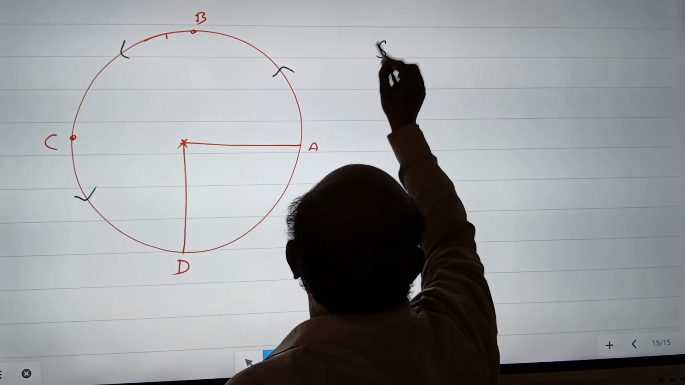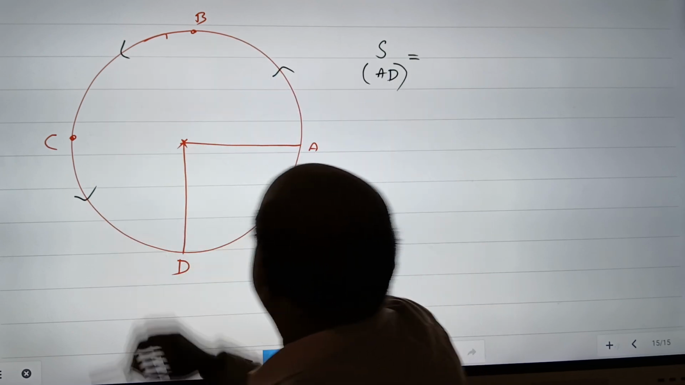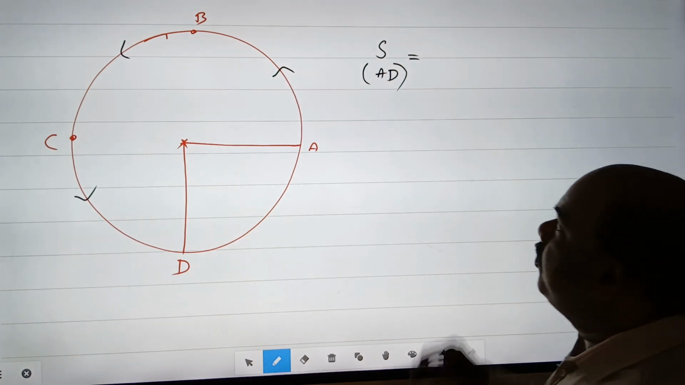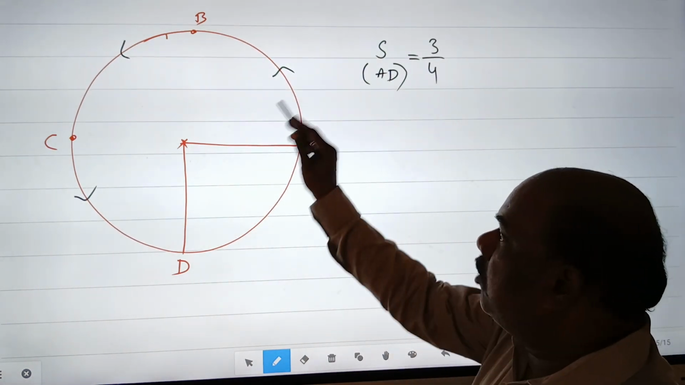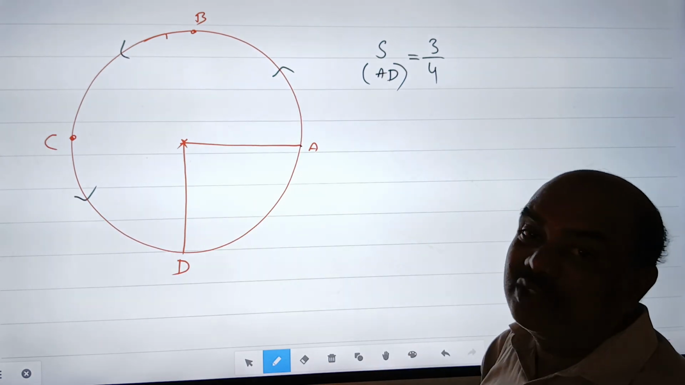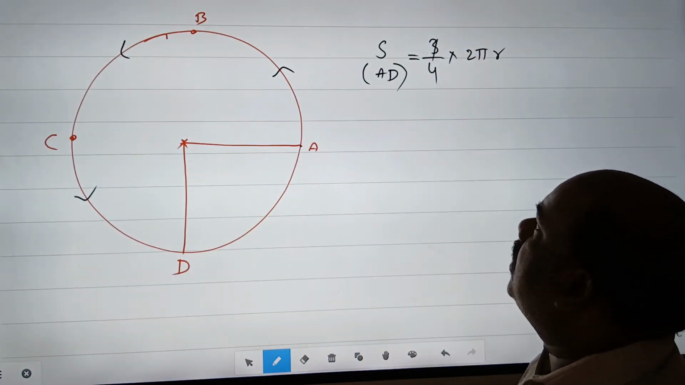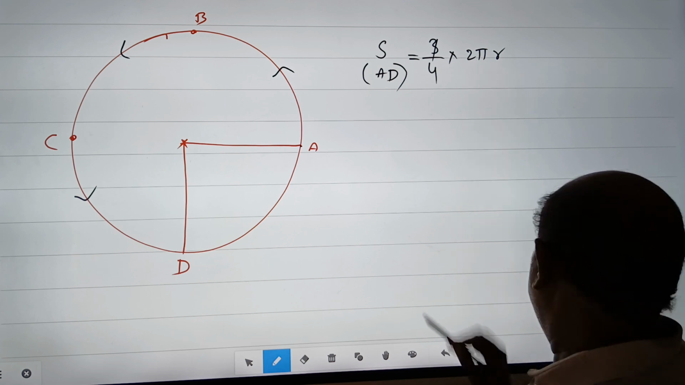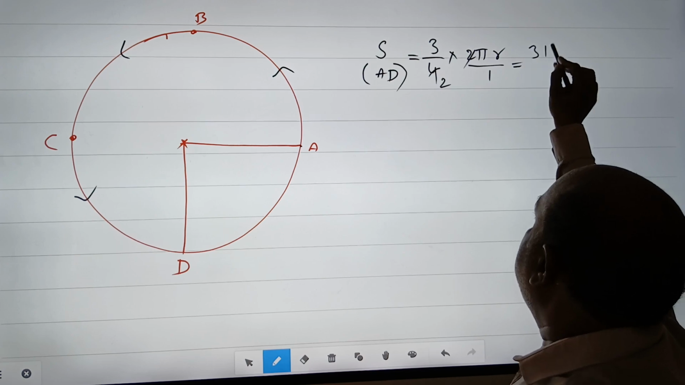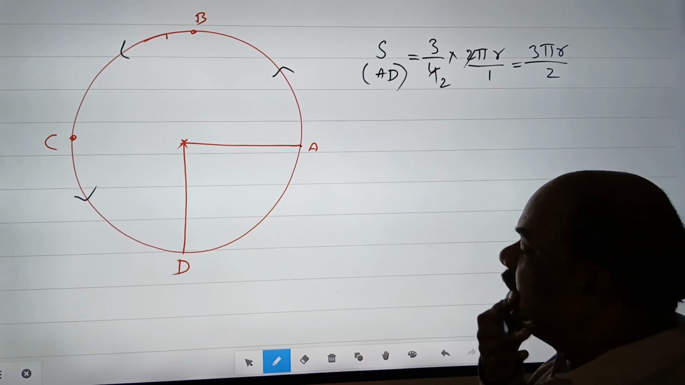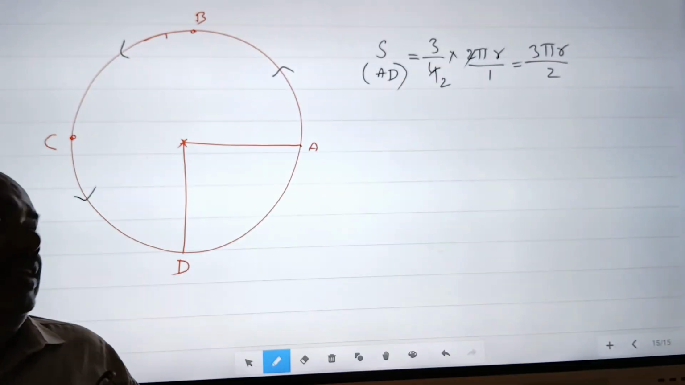Distance from A to D, through BC. What will happen? Tell me. Total 3/4 of the path he covered. The total path is 2 pi r, but in that he covered only 3/4 part, beta. So the 2s cancel, and 3 pi r by 2 is the answer. This is the distance travelled by the body from A to D through BC.